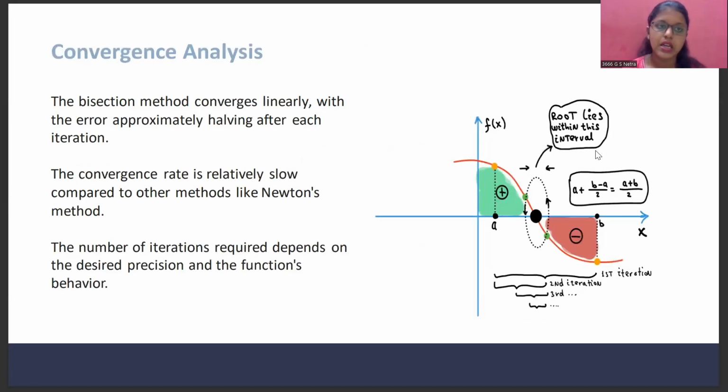Convergence analysis. The bisection method converges linearly, with the error approximately halving after each iteration. The convergence rate is relatively slow compared to other methods like Newton's method. The number of iterations required depends on the desired precision and the function's behavior.